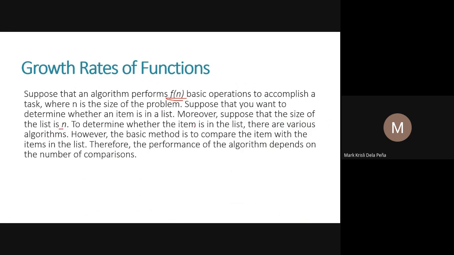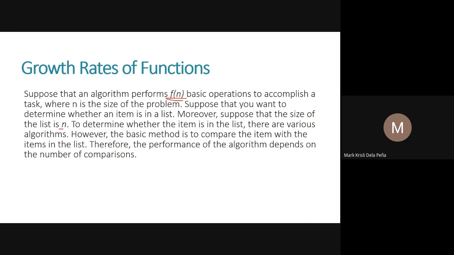To determine whether the item is in the list, there are various algorithms. We have to check the algorithm, and the basic method is to compare the item with the items in the list. Probably we'll have to use a search algorithm for this one, and wherever we find the item that we are looking for, that would be the output.